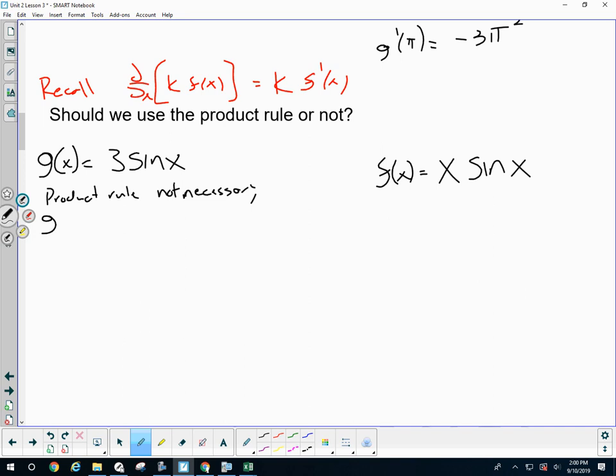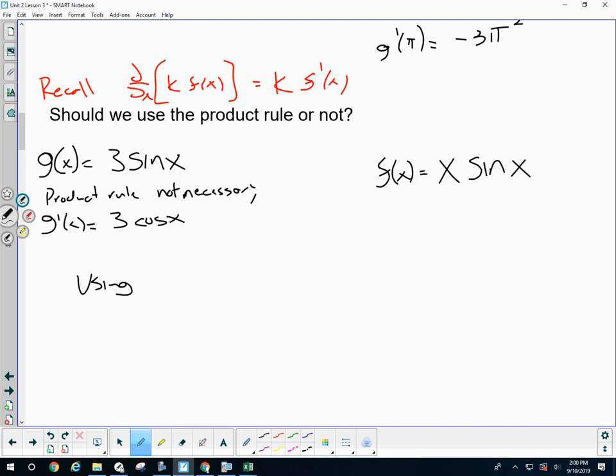Could you use it? Yes, you could use the product rule in this situation. I'll show you how you could use it. But instead, I would prefer you be comfortable with just leaving the 3 and multiplying by the derivative of sine, which is cosine.